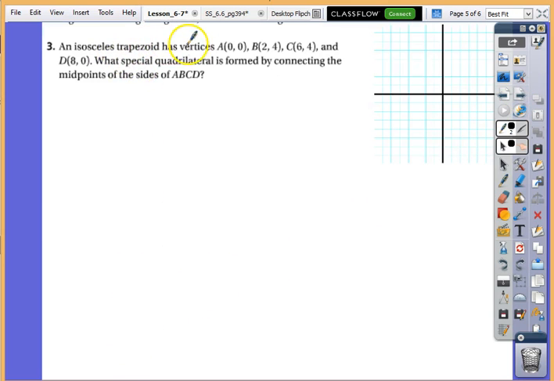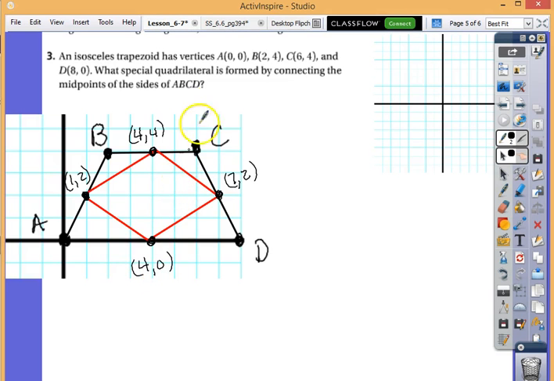So an isosceles trapezoid has these vertices. What special quadrilateral is formed by connecting the midpoints? So go ahead and do that one real quick. All right, so using this information here, I drew a sketch of the trapezoid, and I went ahead and labeled the midpoints. And so now all I've got to do is find out what's going on with the midpoints here.